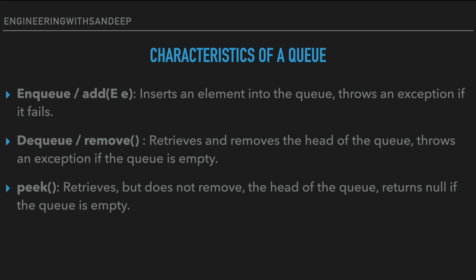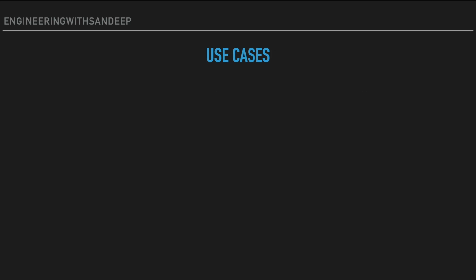Peek method is used to retrieve but does not remove the head of the queue and returns null if the queue is empty. So remember, peek method is used to get the head of the queue, but it does not remove that element from the queue. And isEmpty method is a simple method which checks if the queue is empty or not.